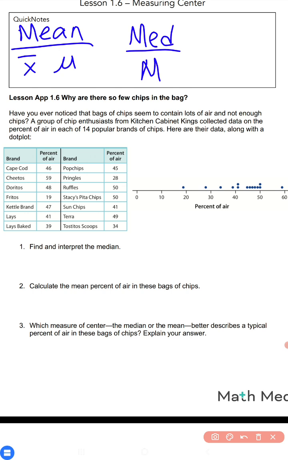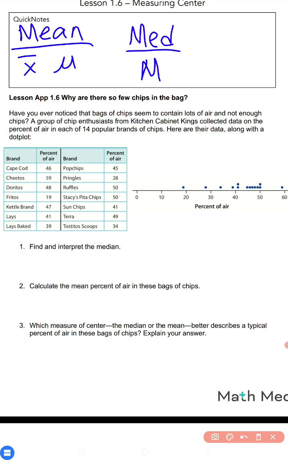Have you ever noticed that bags of chips seem to contain lots of air and not enough chips? A group of chip enthusiasts from Kitchen Cabinet Kings collected data on the percent of air in each of 14 popular brands of chips. Here are their data along with the dot plot. The first thing I want to identify is whether I'm looking at sample data or population data. In this case, I happen to be dealing with a sample, and I know that because I only have information from 14 different brands of chips. I know that there are many, many more brands than that. This is just a sample to give us an idea of what's happening.